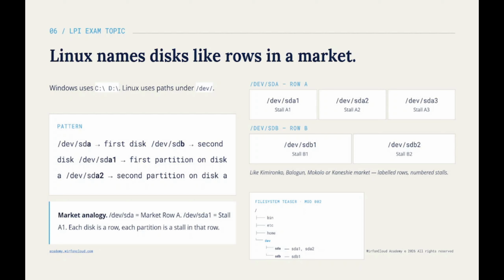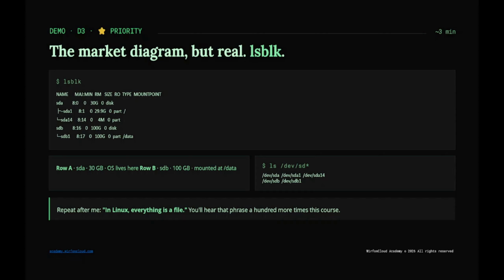/dev/sda2. If you are thinking of the market analogy, /dev/sda is the market row A. /dev/sda1 is store A1. /dev/sda2 is store A2. And /dev/sdb is actually the next row. So each disk is a row and each partition is a store. Keep this in mind for the LPI exam, and you will use it every day on a real Linux server.